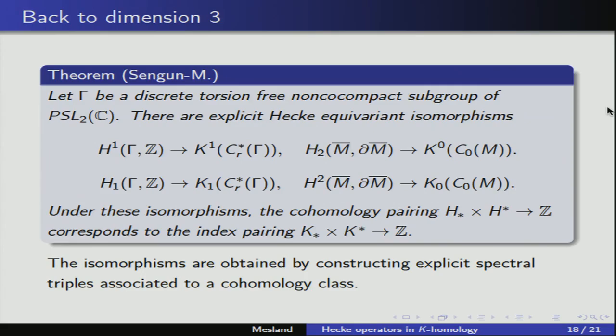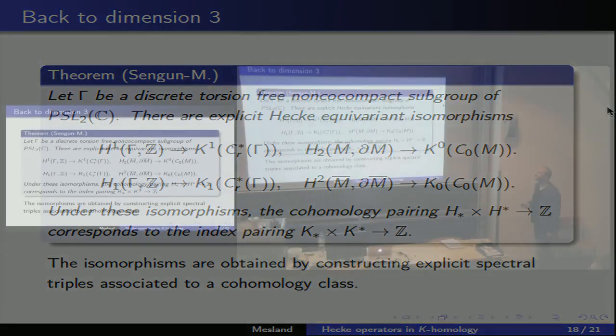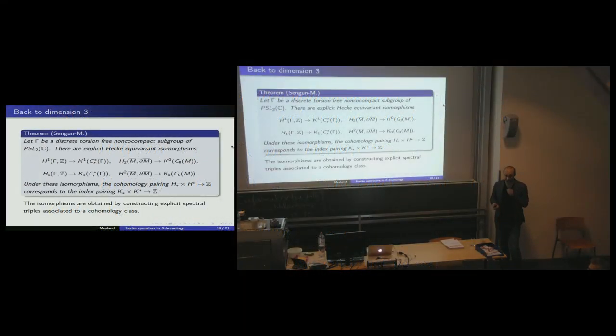And moreover, we do this by constructing explicit spectral triples for each cohomology class. This is also some hard work, which I won't be able to say a lot about, but I will indicate how this goes a little bit. It means we take a cocycle in this relative H2, which is generated by classes of surfaces, and we construct elements in the respective K-theory and K-homology groups.